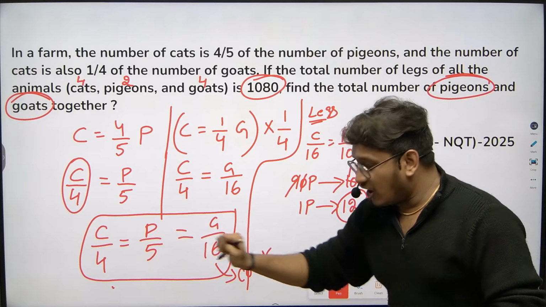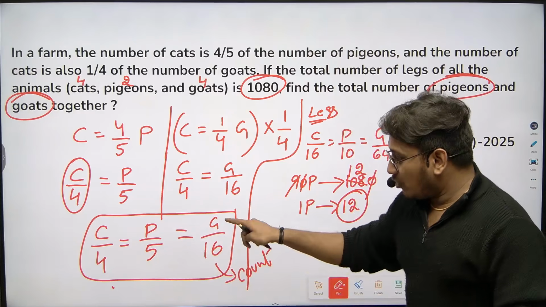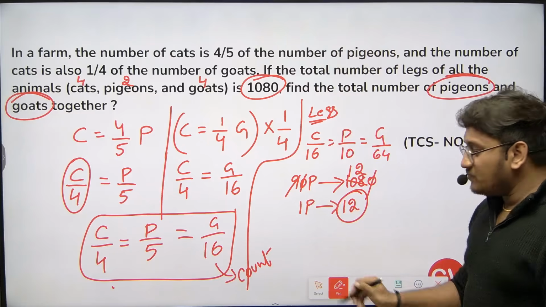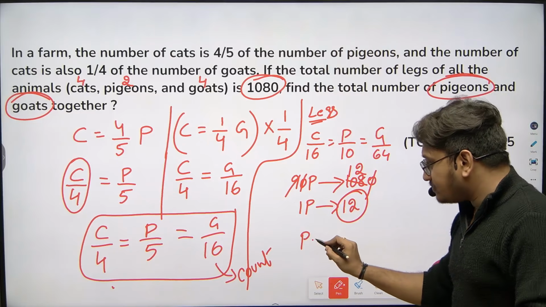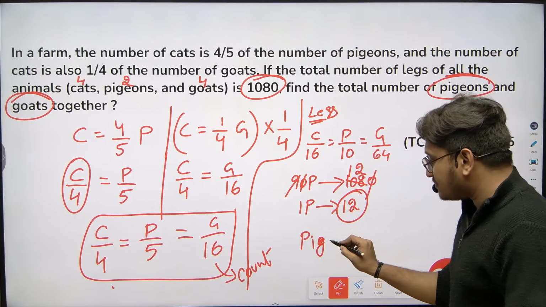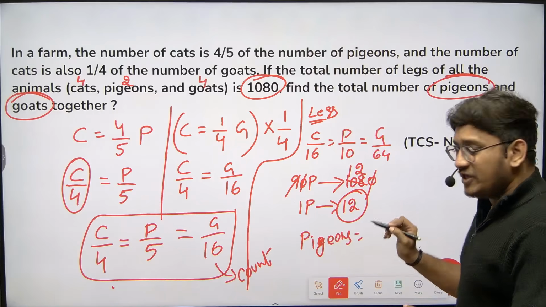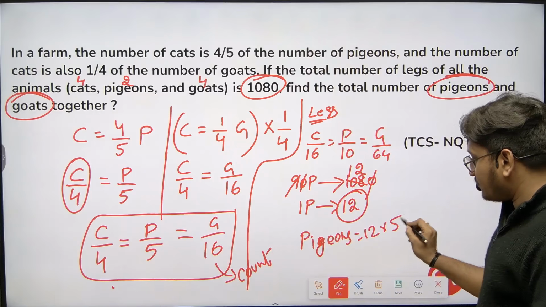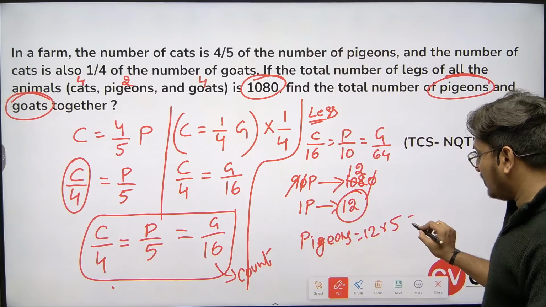How many pigeons we have? 5 in the ratio. How many goats we have in the ratio? 16. So very simple, each part value is 12. Now when we are counting for pigeons, 12 into 5. Each part is 12, 5 parts, 5 into 12, 60.